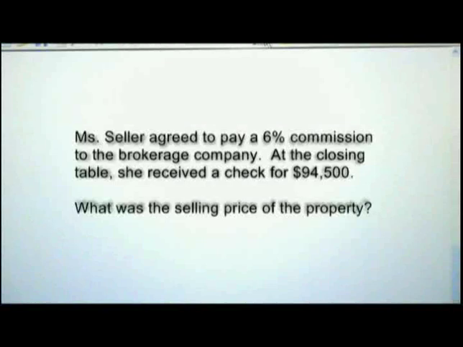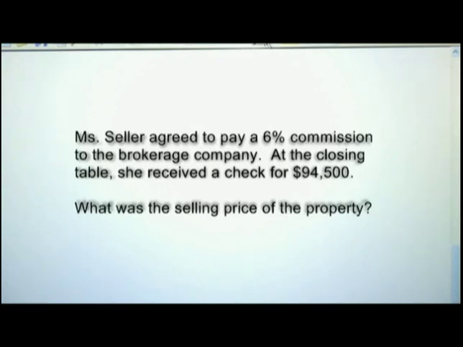We see a question that says, Mrs. Seller agreed to pay a 6% commission to the brokerage company. At the closing table, she received a check for $94,500. What was the selling price of the property? If we look at this, we see that she is going to receive a check for $94,500. What would you call this?